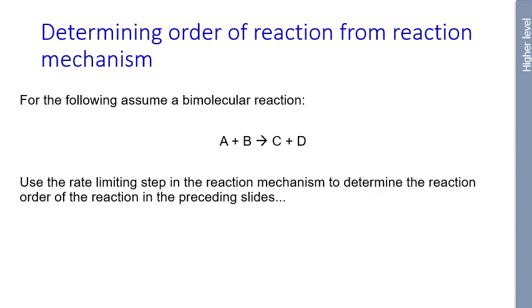So you can determine the order of a reaction from a reaction mechanism, or you can justify a reaction mechanism from the experimental determination of an order of a reaction. For the following, assume a bimolecular reaction, A plus B going to C plus D. Use the rate limiting step in the reaction mechanism to determine the reaction order of the reaction in the preceding slides, the nitrogen dioxide example.